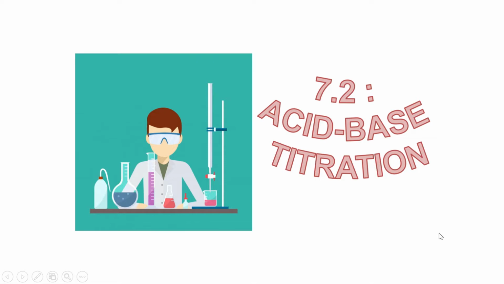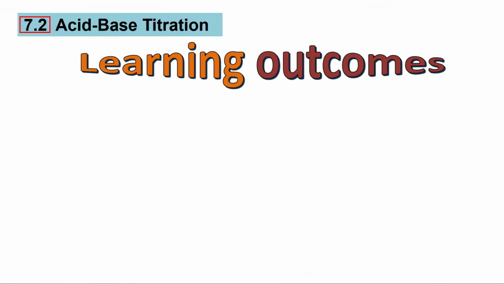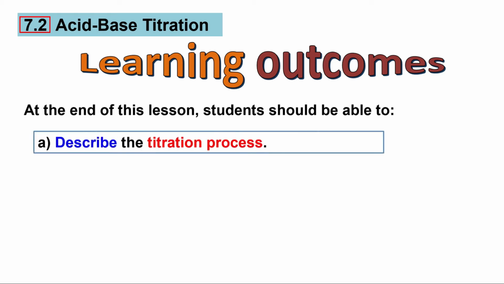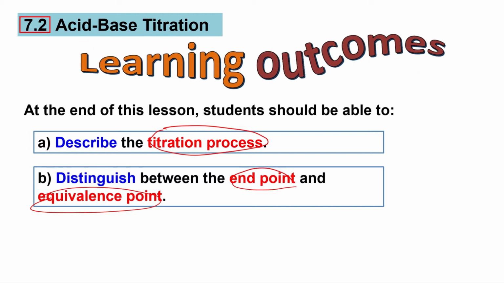So 7.2 is about acid-base titration. Here are the learning outcomes. At the end of this lesson, students should be able to: A, describe the titration process; and B, distinguish between the endpoint and equivalence point. So, are you ready? Let's go!